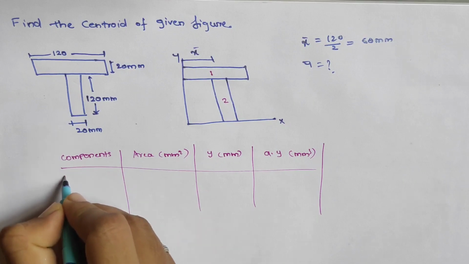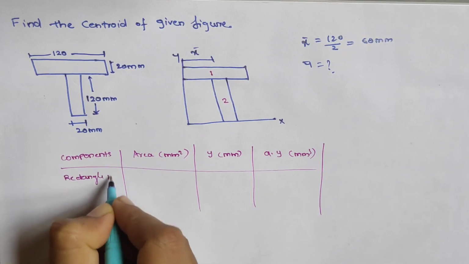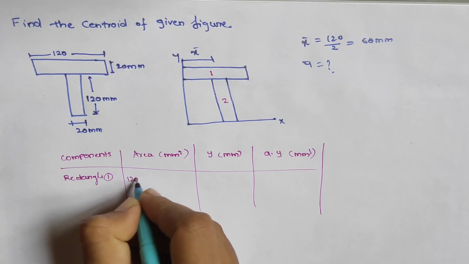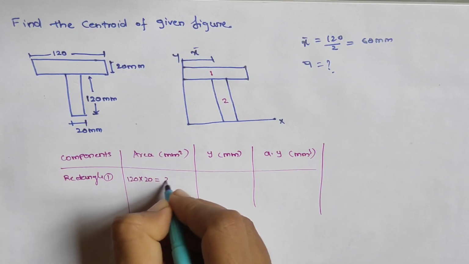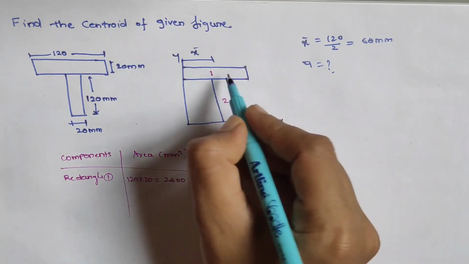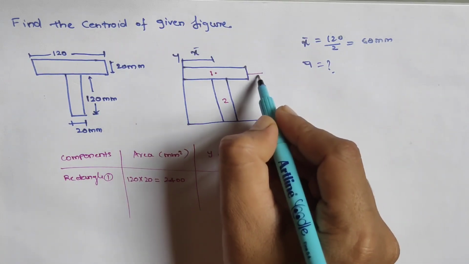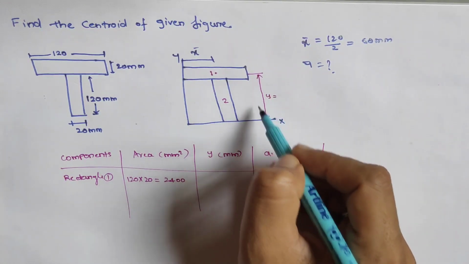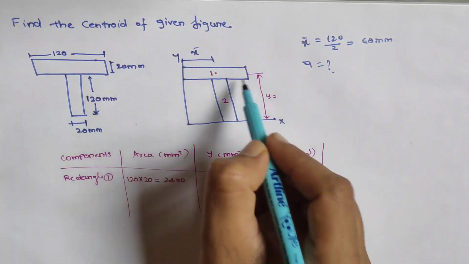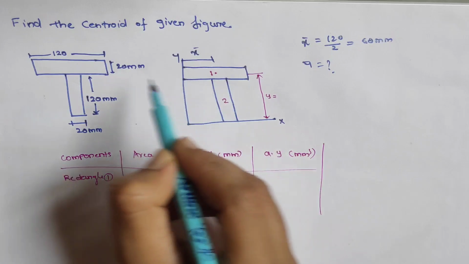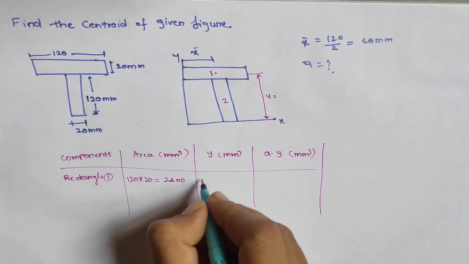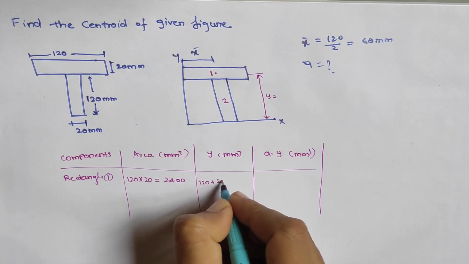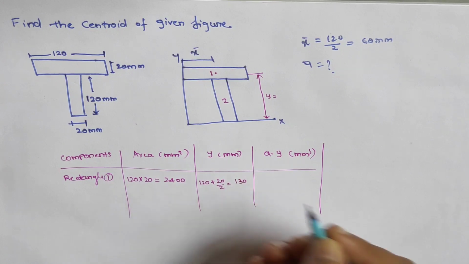Now the first component is rectangle 1. Here what is the area? 120 into 20, that will be 2400. Y means the distance from the center of this figure to the x-axis, that will be the y for this one. Here the value of y is 20 divided by 2, because it should be at the center of this first rectangle, so 10 plus 120, that will be 130. So here, 120 plus 20 by 2, that will be 130 mm.